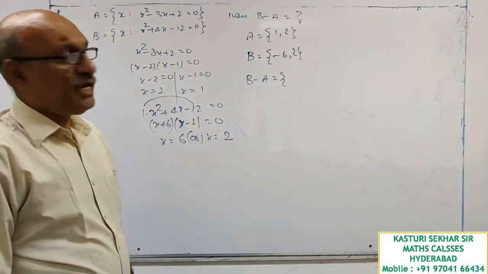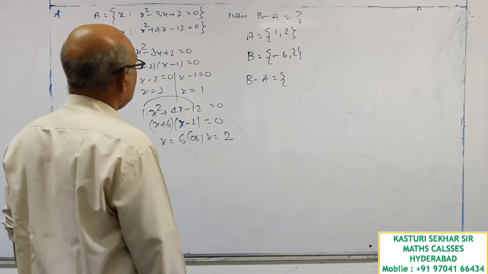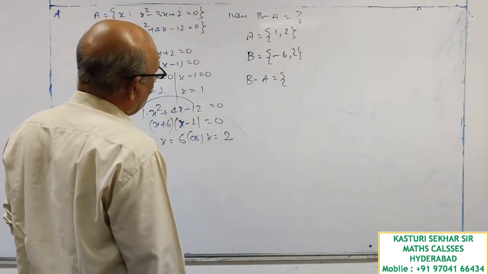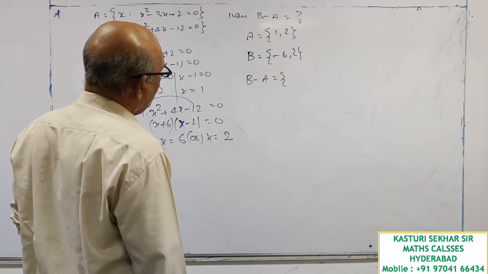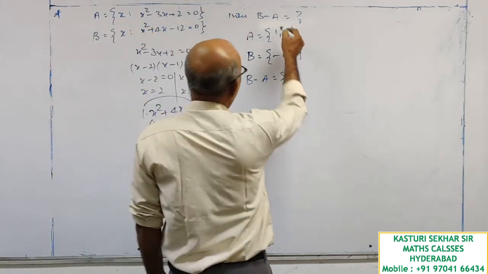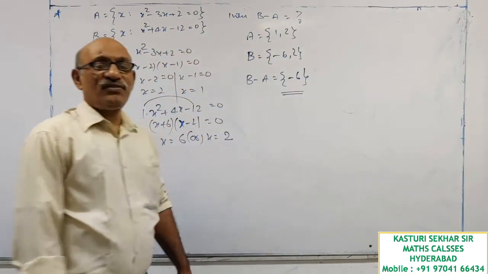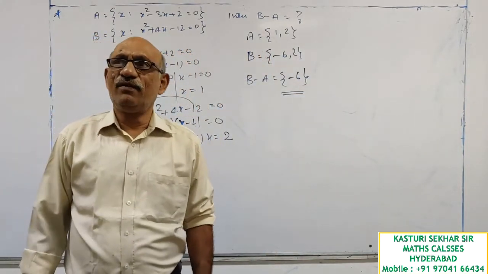So B minus A is a set which has elements which are in B but not in A. 2 is the common element, minus 6 is not in A. So B minus A is a singleton set having only one element.